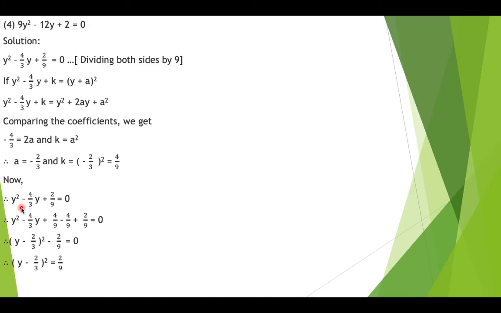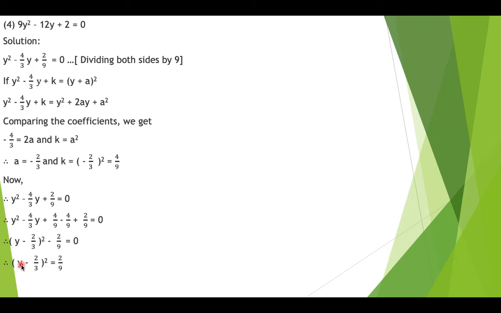Now proceeding with this, we have to add and subtract 4 by 9 in this equation. So we are going to get y square minus 4 by 3 y plus 4 by 9 minus 4 by 9 plus 2 by 9 is equal to 0. Therefore if you observe this carefully, we have y minus 2 by 3 the whole square, minus 2 by 9 is equal to 0.